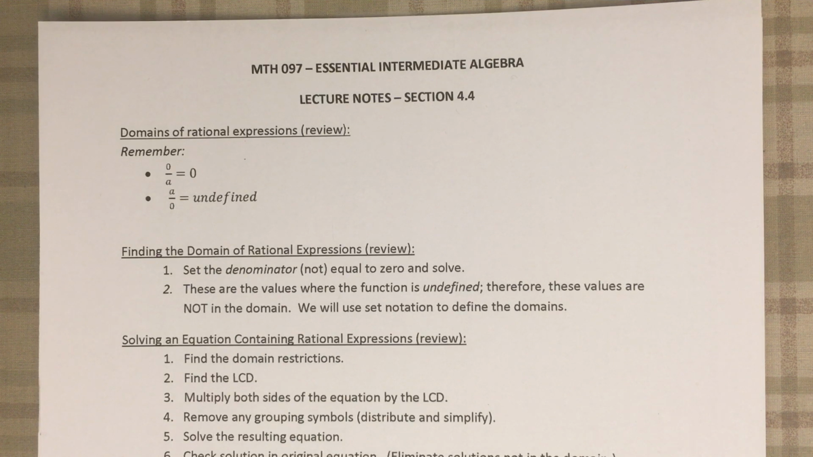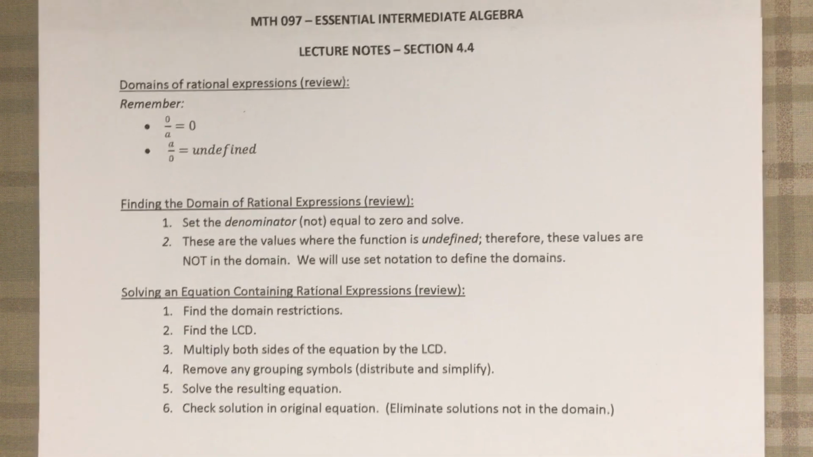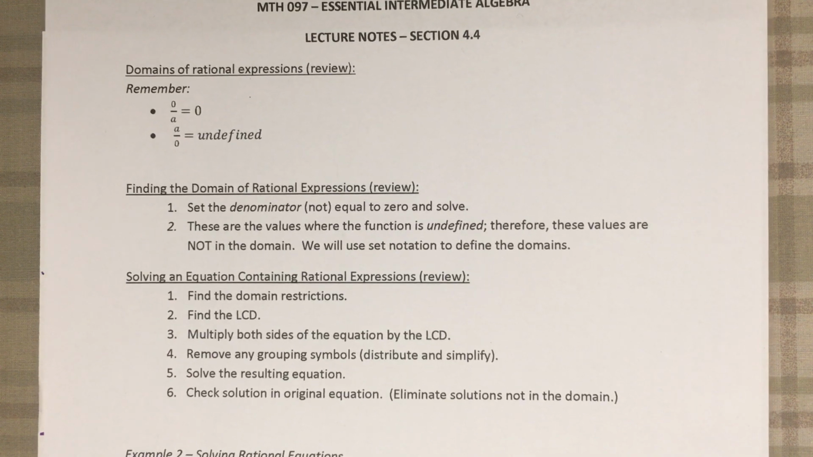Once we do that, we're going to find the LCD, multiply both sides of our equation by the least common denominator, and then go through and solve. So distribute, solve, and then we're going to check our solution in the original equation, to make sure it's not one of the domain values that has already been excluded.